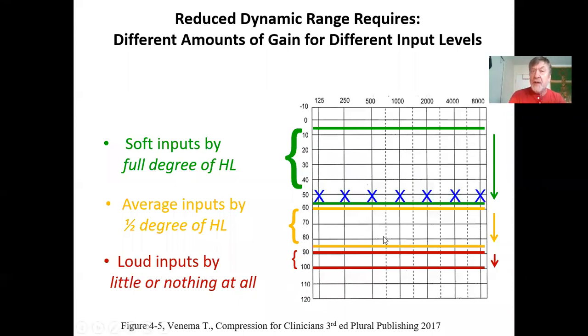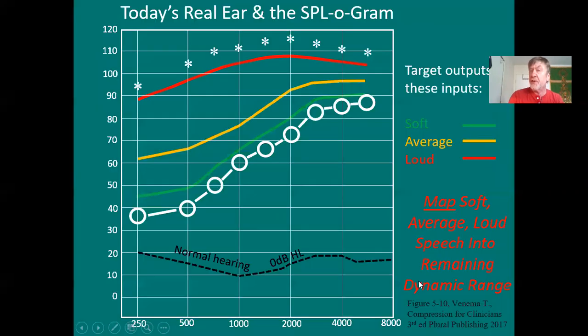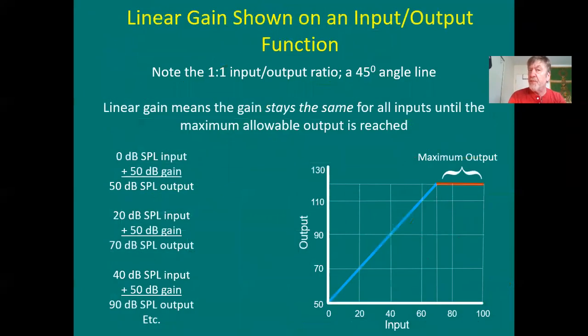So here goes. If this is someone's hearing loss, around 50, a soft input around 5, you're going to amplify that by the full degree of the loss. And an average input that's barely audible to this guy, you might want to amplify by about half the degree of the loss. And a loud input, you don't want to amplify by much at all, because the UCL is down here around 105, 110. So essentially, this is your goal in terms of outputs.